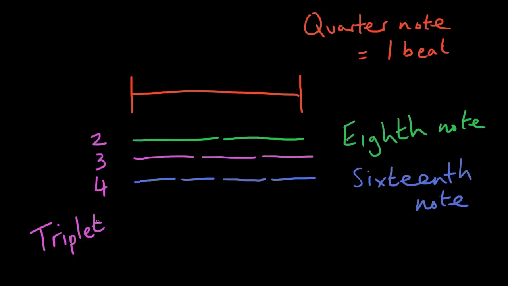And hopefully you would hear that we had 4 times 3: 4 beats, and 3 notes per beat will give us 12. So we could call this a 12th note, but we don't. We call it a triplet.